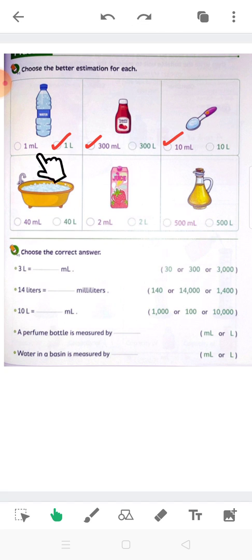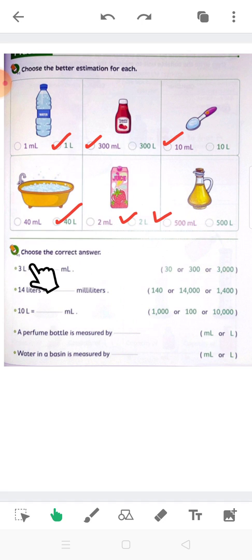The spoon, is it milliliter or liter? Yes, it's milliliter. This basin contains water. It's big. We have a big amount of water, so we can measure it by using liter. This juice, is it small or big? 2 milliliters, very tiny. This one, 500 milliliter. Yes, it can be 500 milliliter, not 500 liter, because 500 liter is very, very big. So we choose 500 milliliter.